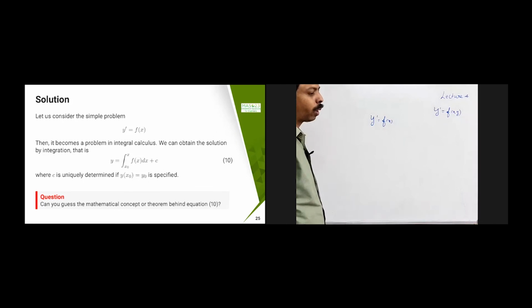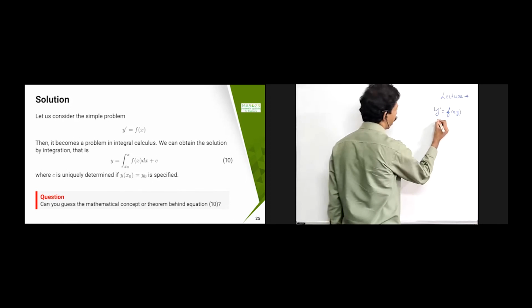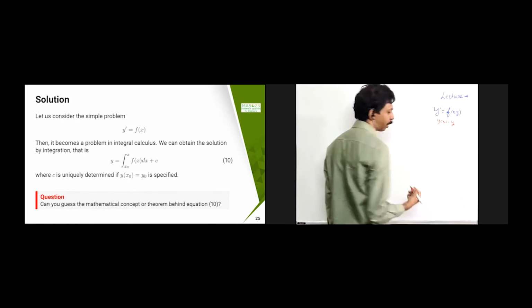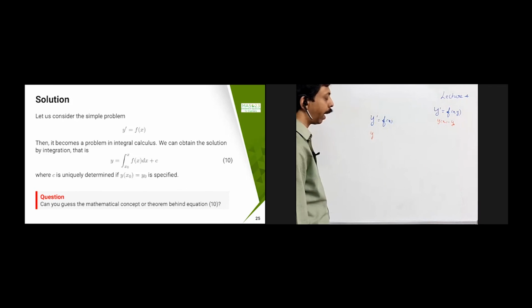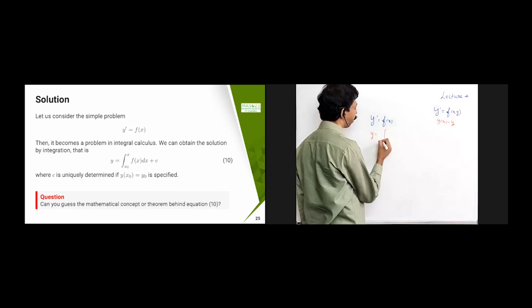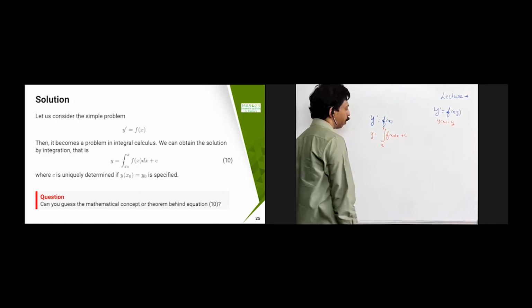So in that case, how do we find the solution for this one? Suppose I have been given y(x0) = y0 is also given, and x0 is given. Then I can find the solution for this one from the integral. That is going to become the integral from x0 to x of f(x) dx plus c, which is going to give me the answer.